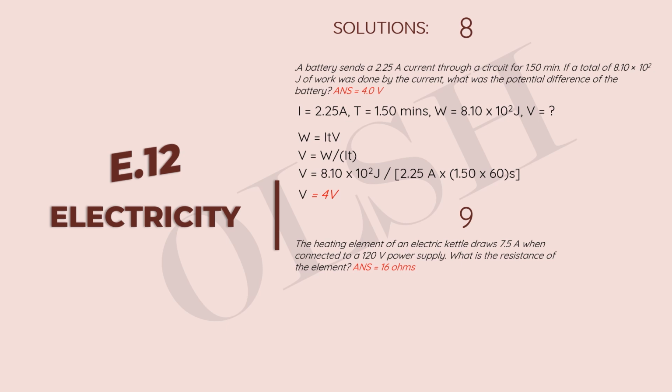So we are asked to find the resistance of this element, because it's the resistance it has that allows it to draw 7.5 amps. So we have current to be 7.5, voltage to be 120. So resistance will give us V over I, that's voltage over current. So voltage is 120, current is 7.5. If we simplify that, we have 16 ohms. So we have 16 ohms for the resistance of the element.